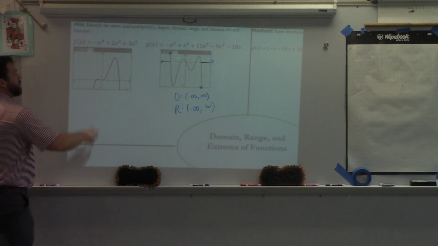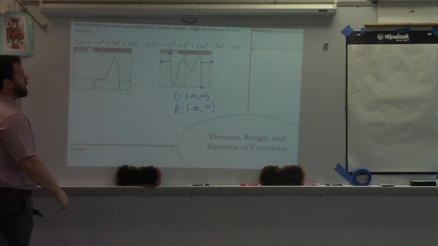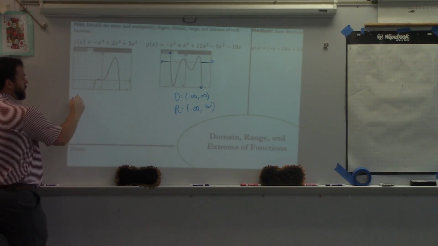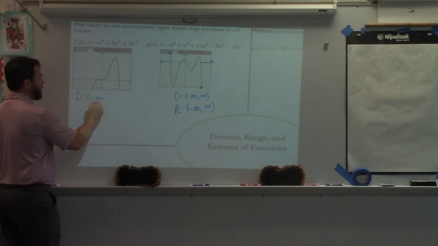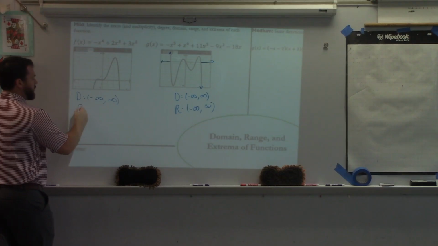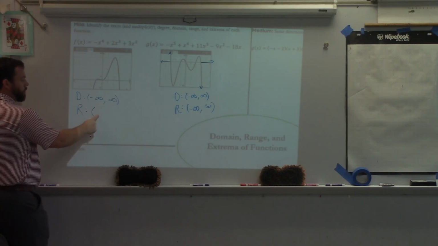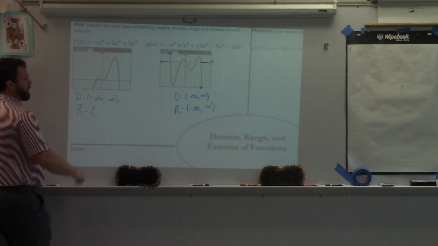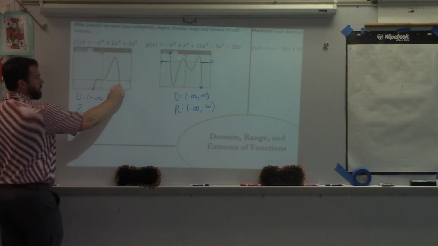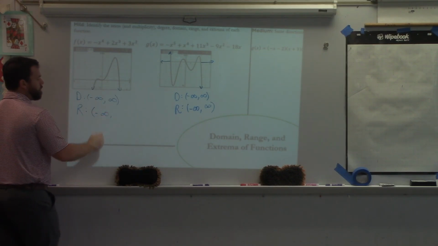Okay? Right here, when I look at this, I'm just going to go ahead and jump on the domain, negative infinity to infinity, but I want to focus on the range here. What's the lowest, because remember we always start with a minimum, what's the lowest y value or output? Negative infinity. Notice, does it ever actually quit going down? Okay, what's the maximum y value?